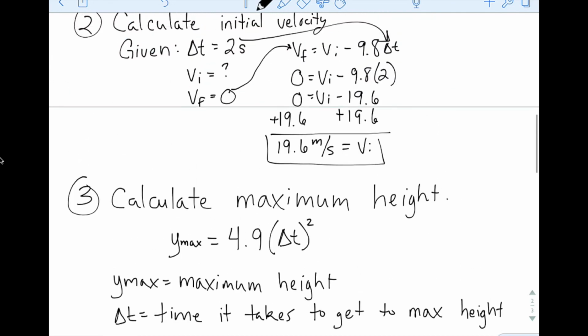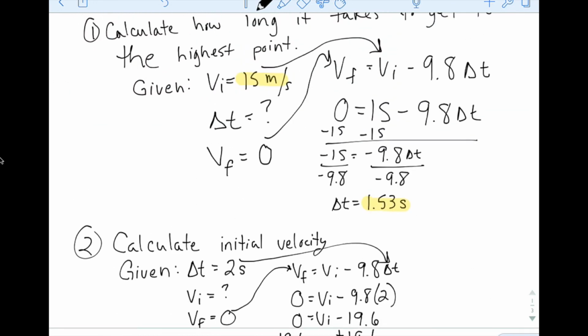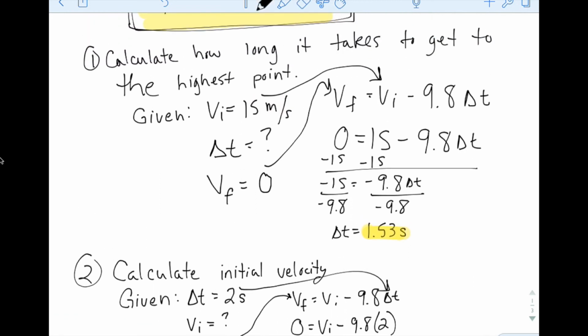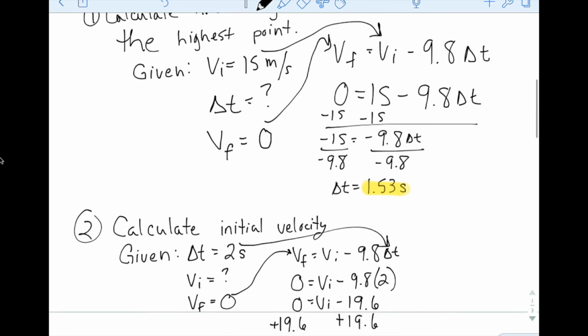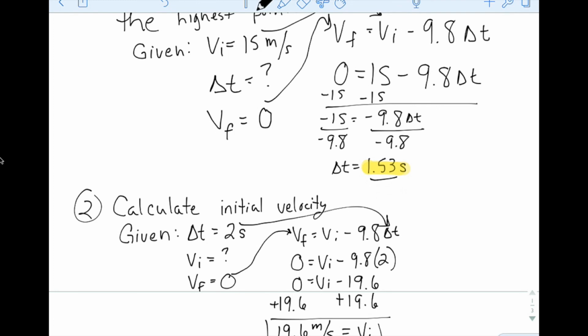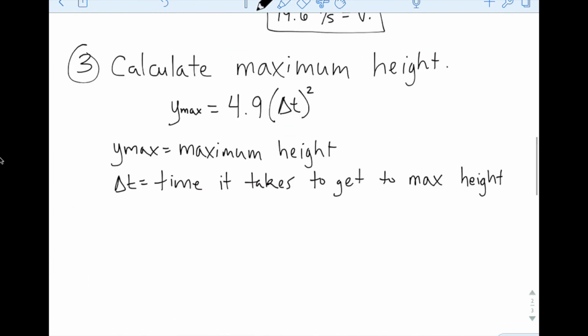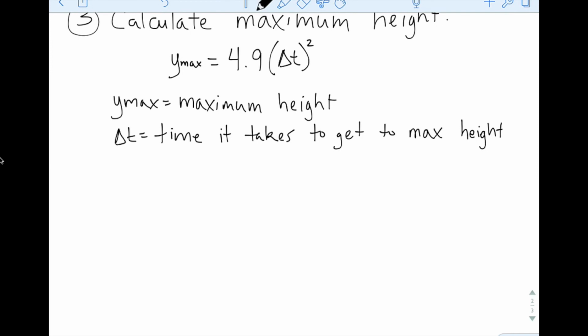Okay, so let's do one of these. So let's go back up here and look over. I already got it highlighted. Actually, we don't even need VI. Sorry, that was for an old part. So for this number 1 where we already calculated how long it takes to get to the highest point, delta t is 1.53, so that's how long it takes to get to the highest point. So now I'm going to say delta t equals 1.53. Y max is question mark. And now I'm just going to plug in.